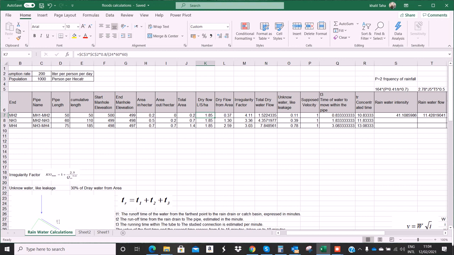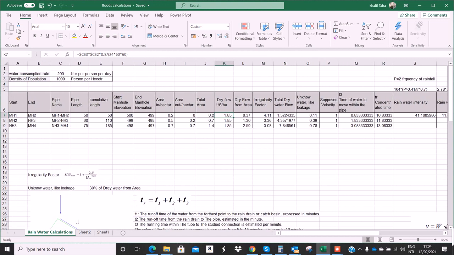What is the equation? I can draw how much wastewater each person living in this area will produce. Let's say it starts from the water consumption. We can take it from the standards based on the location you are working in.